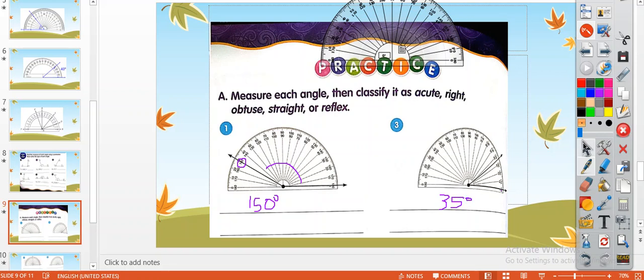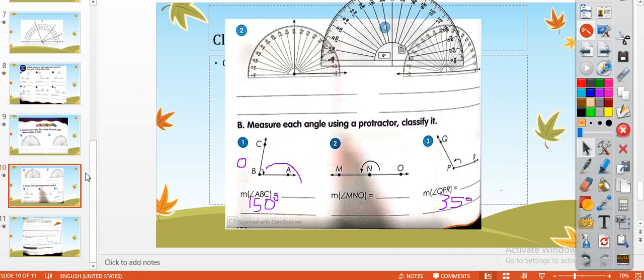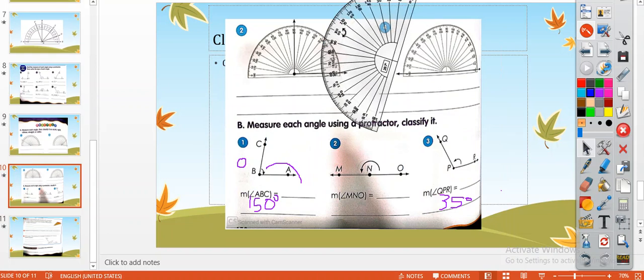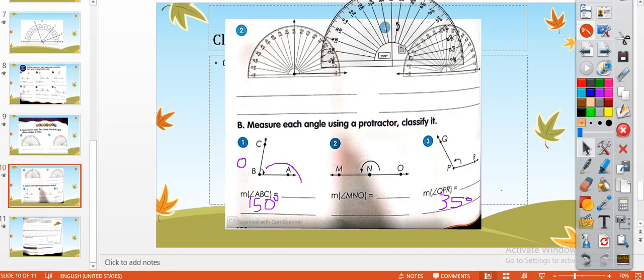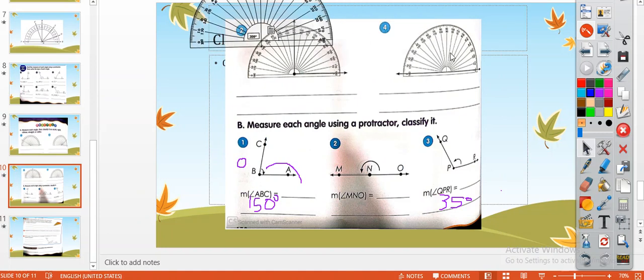Sorry. Okay, now go to the next slide. You're gonna measure this angle in the same way. This is the right angle, so immediately it measures 100. Sorry, it measures 90, and this is 180 because it's a straight angle. Same thing you're gonna do here when you measure the angles. Measure each angle using the protractor, then classify it whether it's acute, obtuse, right, or straight angle.